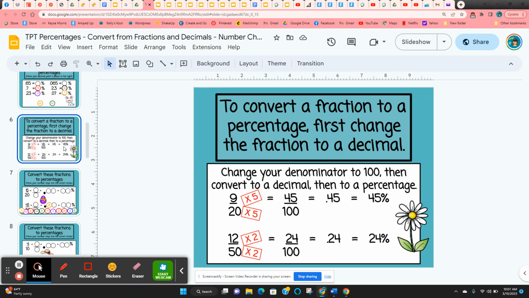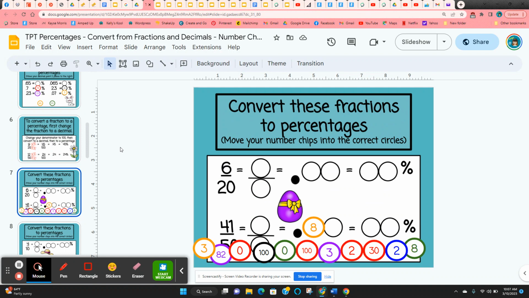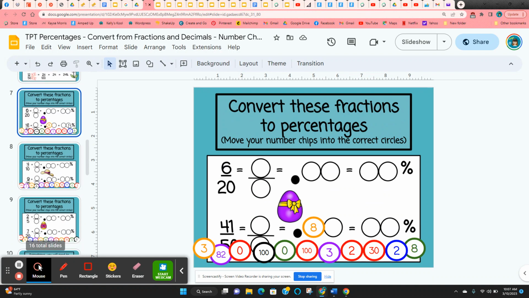Now another teaching slide. So sometimes to convert a fraction to a percentage, you have to first change that fraction to an equivalent fraction with 100 in the denominator. And then you can convert it to a decimal and then to a percent. Okay, and then on the next slide, students are going to be changing these to equivalent fractions.